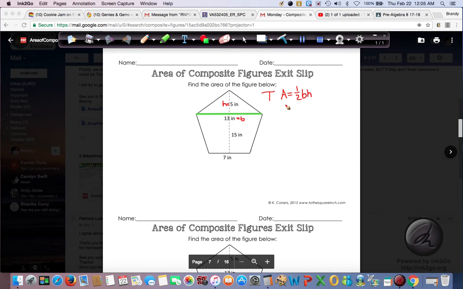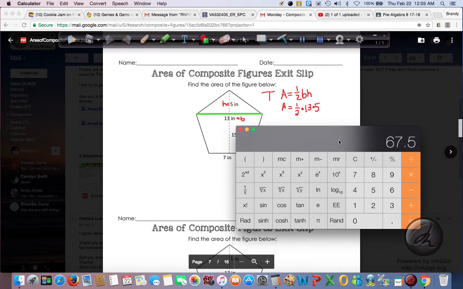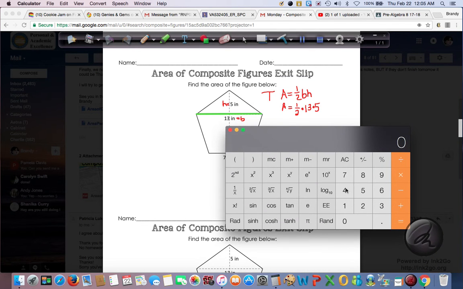So I'm going to have, for area of my triangle, 1/2 times my base times my height. I'm going to grab my calculator, clear that out. 1 divided by 2 times 13 times 5.